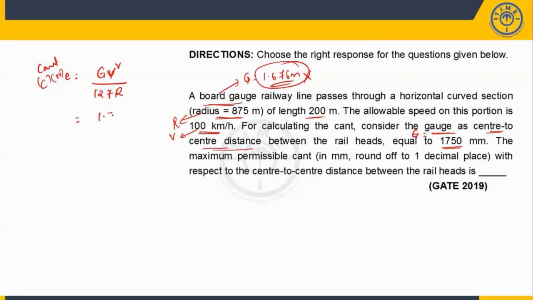What is G now? 1750 mm is how much in meter? 1.75 meter. Into V, substitute V as capital V only. This is an empirical formula. 100 square upon 127 into radius, which is 875. Then why is this length given? No use. Just to confuse you.